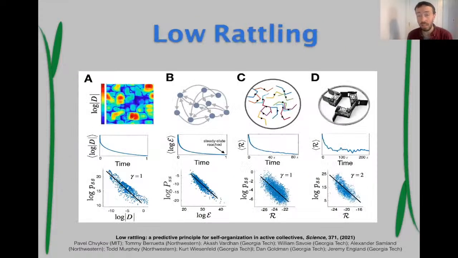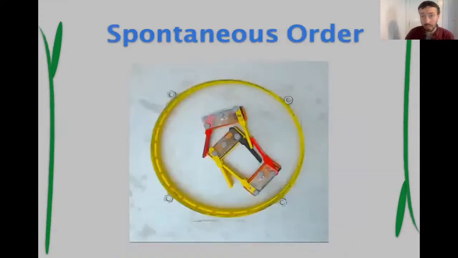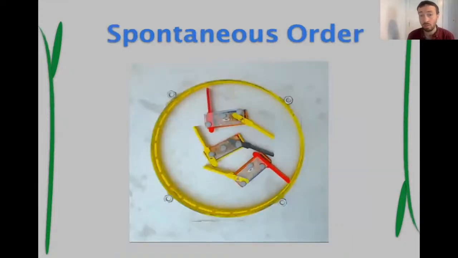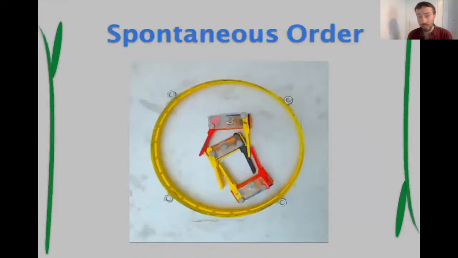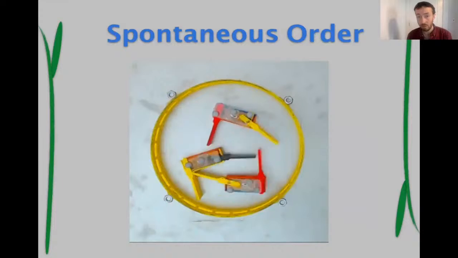So the last thing I want to talk about is a third behavior, which we are calling low rattling. So low rattling is about the tendency of many body systems to self-organize a reduction in their work input from external forcing, or an increase in organization of their motion. And we see this across a range of different kinds of systems, but in particular, we see this in what we're calling smarticle robots that were invented in the lab of Dan Goldman at Georgia Tech, and subsequently further developed in that of Todd Murphy at Northwestern.